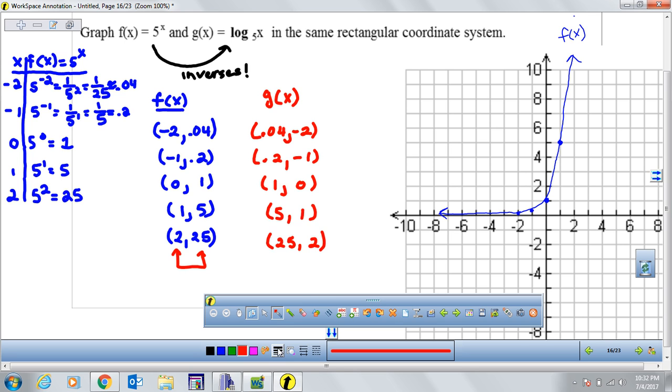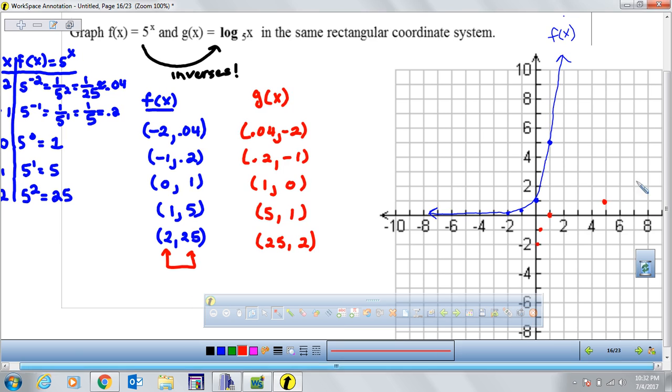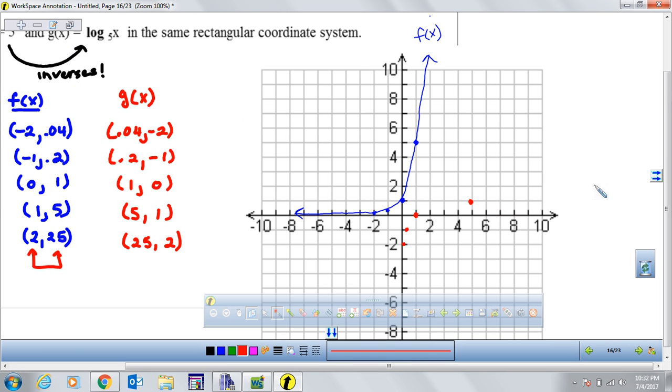So this is going to give us 0.04, comma, -2. So it's basically almost touching the y-axis right here at -2. Then 0.2, comma, -1, it is somewhere in this area. Then 1, comma, 0, it is right here. Then 5, comma, 1, and then the last one is 25, comma, 2. That one is all the way to this side, so we don't see it, right? So this is the way the logarithmic function looks. And it keeps on going. This is my g of x.